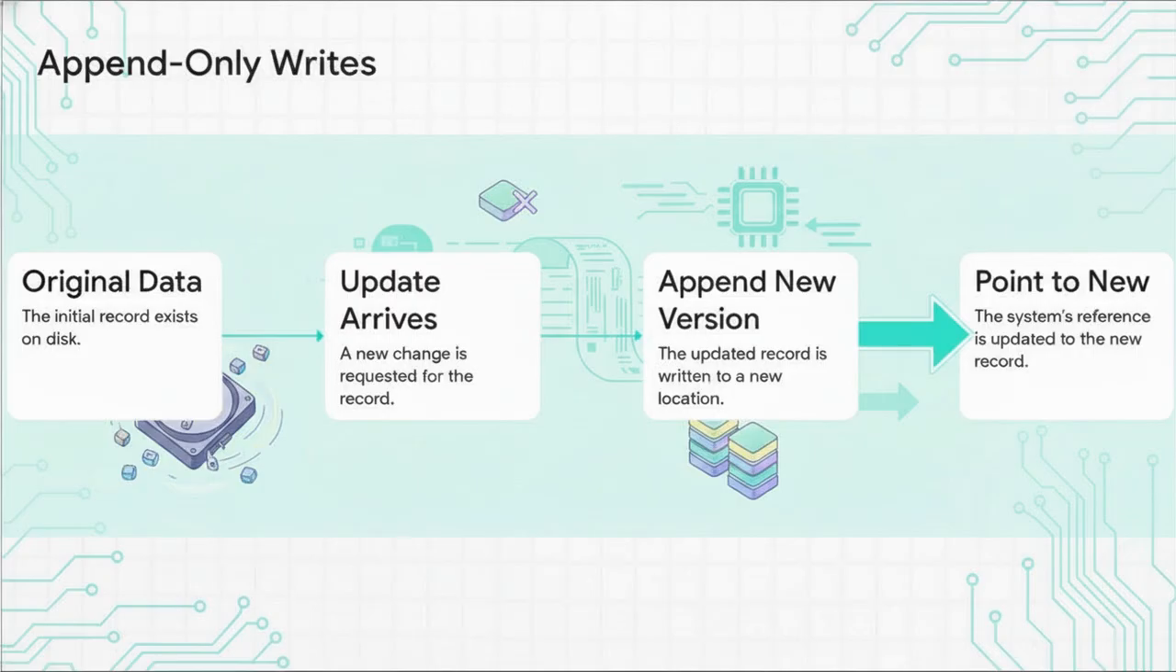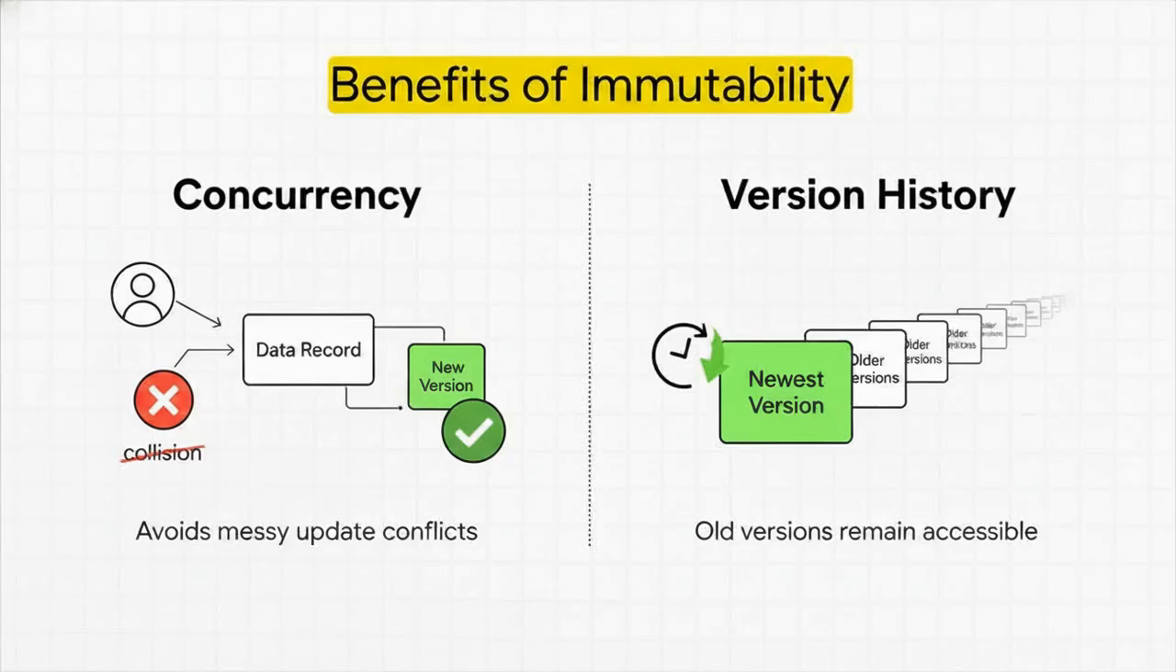Here's how it works. Let's say you want to update a record. Instead of finding the old data and overwriting it, we just ignore it. We take the new, updated version and simply write it to a brand new spot, usually at the end of the file. Then, the last step is to just update a little pointer or an index to say, hey, the latest version is over here now. The old version, it's still there, completely untouched.